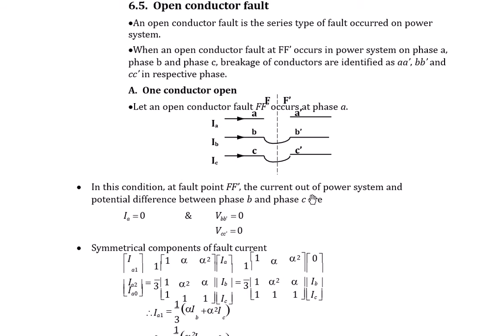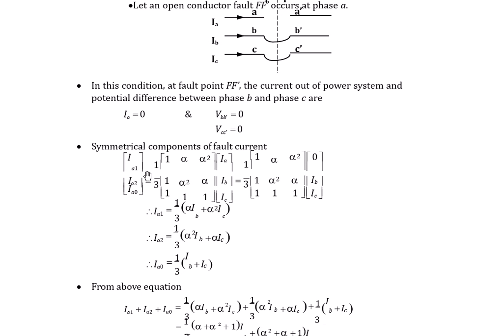Our IA becomes 0, and VBB' and VCC' are also 0, because we consider that the other healthy phase voltages are 0. Then if we put these conditions into our symmetrical component currents, what will we get? If we put these values in this matrix, then we get this.